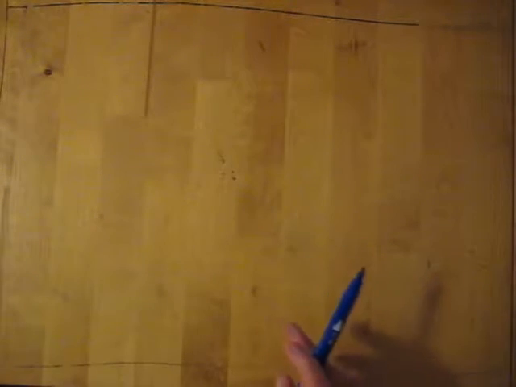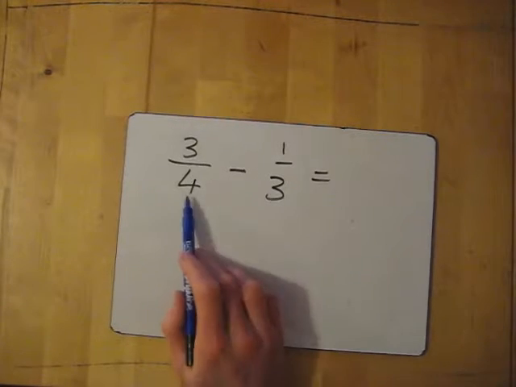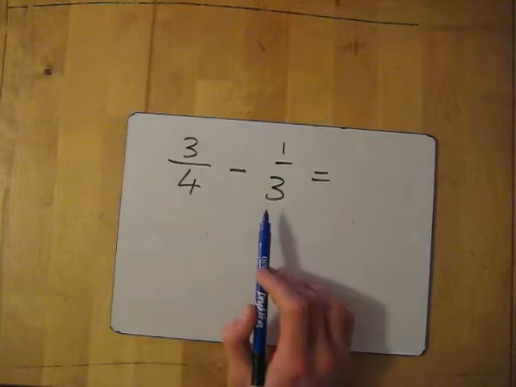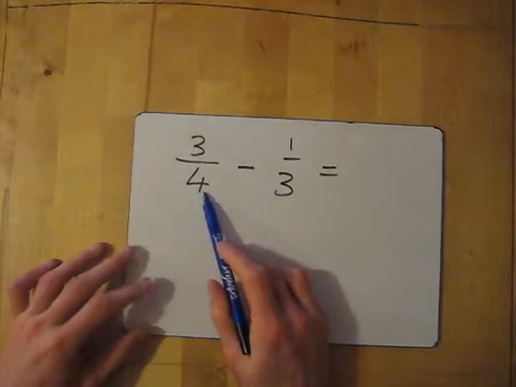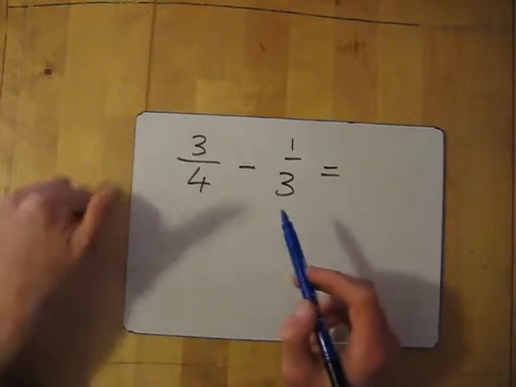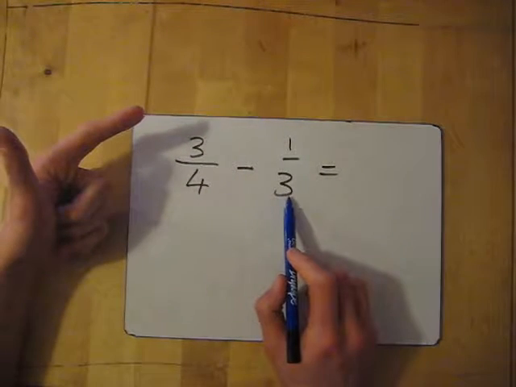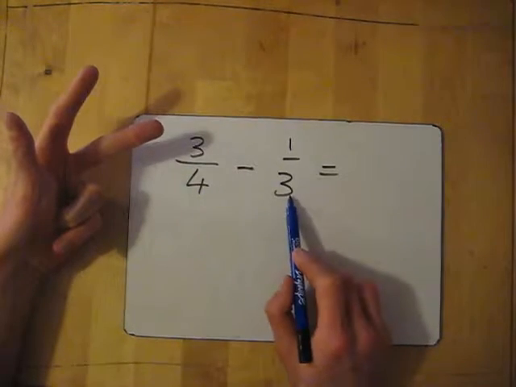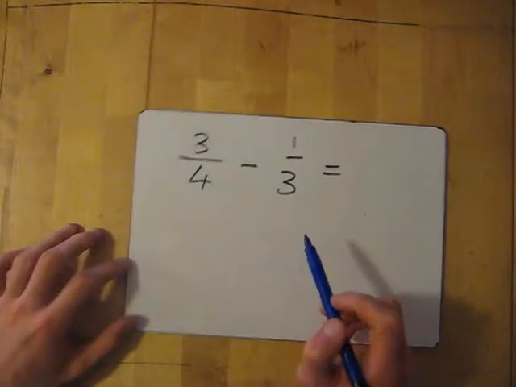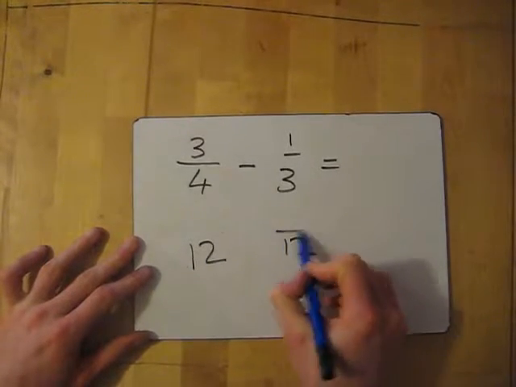Try another one. So this time, 3/4 take away 1/3. So our common denominator, what is in the 4 times tables, it's also in the 3 times tables, the smallest one. So in this, I'm thinking concentrate on my bigger number. So 4 doesn't work for 3. 8 doesn't work for 3, it's not in the 3 times tables. 12 is in the 4 times tables and it's in the 3 times tables. So 12 is our common denominator. So we're going to write 12 below both.